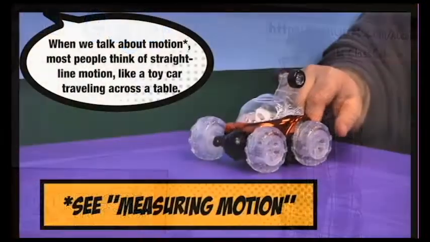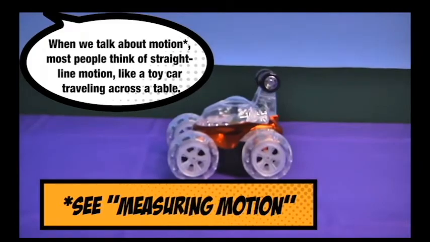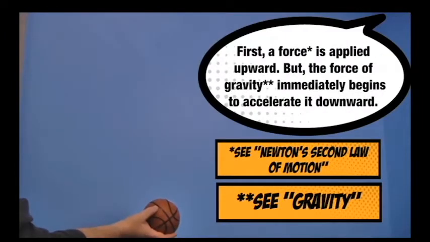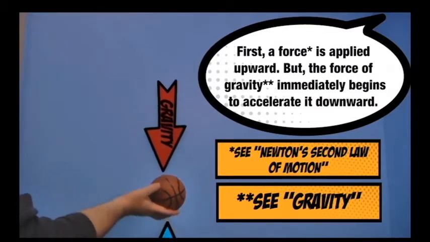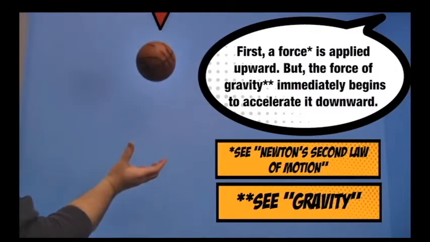When we talk about motion, most people think of straight line motion, like a toy car traveling across the table. But motion also includes objects that move up and down. This is called vertical motion. First, a force is applied up, but immediately after, gravity starts to act on it and pull it back down. This is Newton's second law.